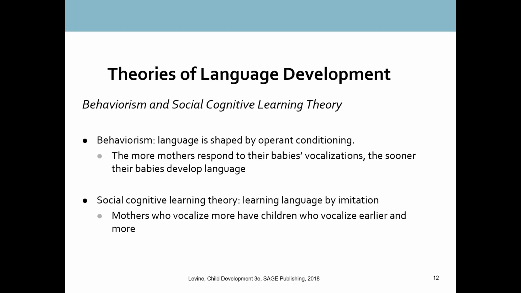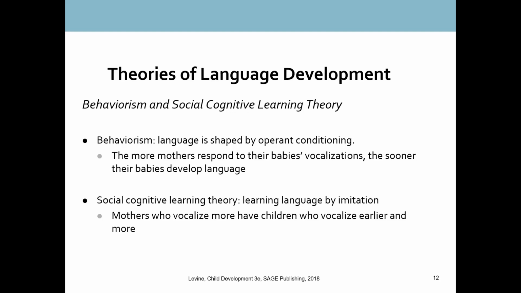Social cognitive theory evidence, learning language by imitation: mothers who vocalize more have children who vocalize earlier and more. So when babies hear more vocalization, they tend to speak earlier. And this is a good piece of evidence for imitation. If they're hearing you speak more, they're more likely to speak earlier.